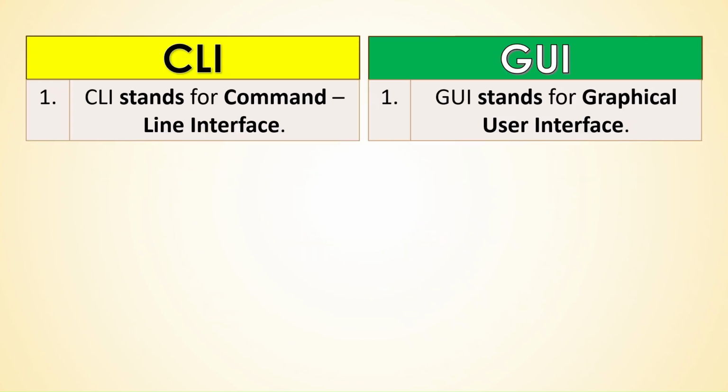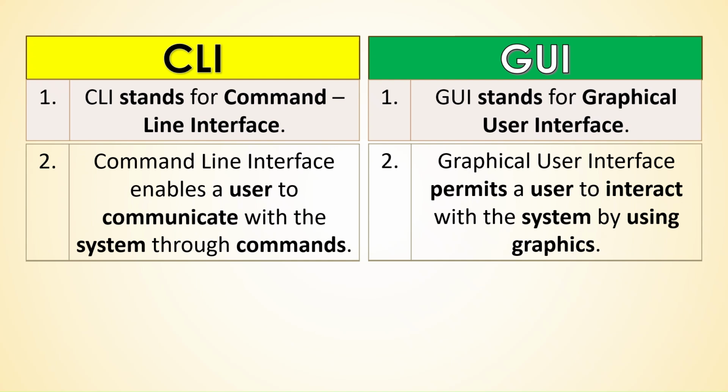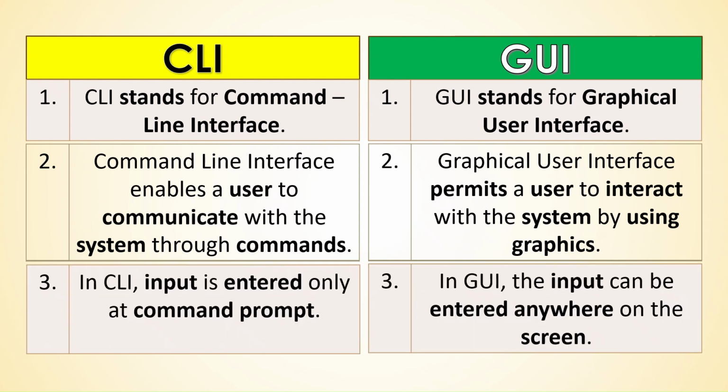CLI stands for Command Line Interface. GUI stands for Graphical User Interface. Command Line Interface enables a user to communicate with the system through commands. Graphical User Interface permits a user to interact with the system by using graphics. In CLI, input is entered only at the command prompt. In GUI, the input can be entered anywhere on the screen.